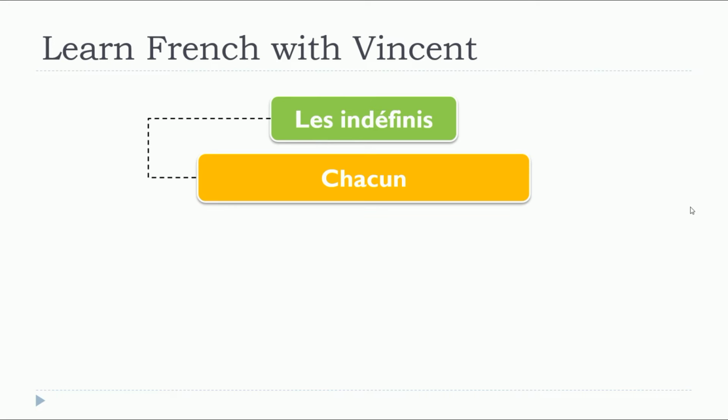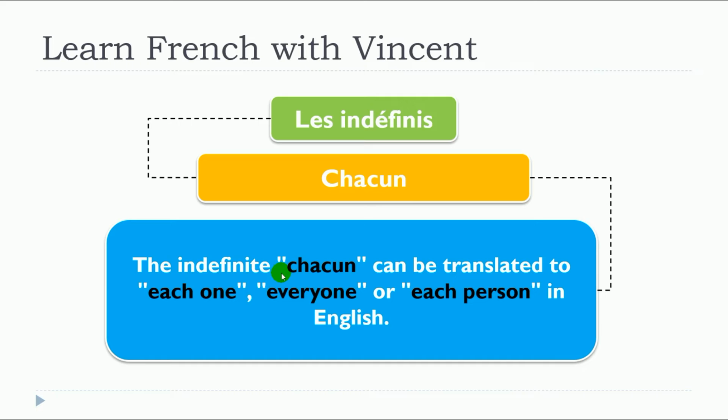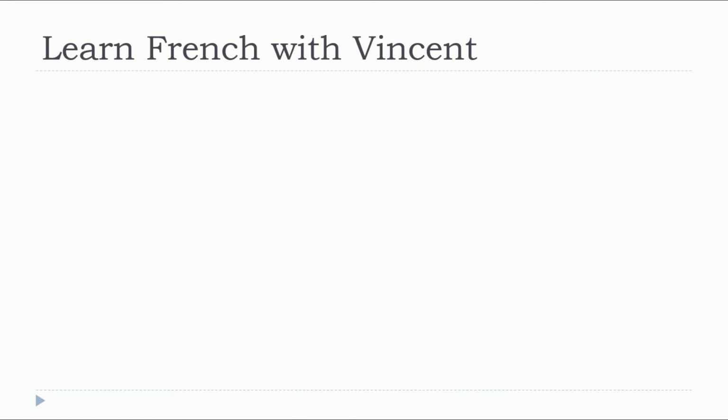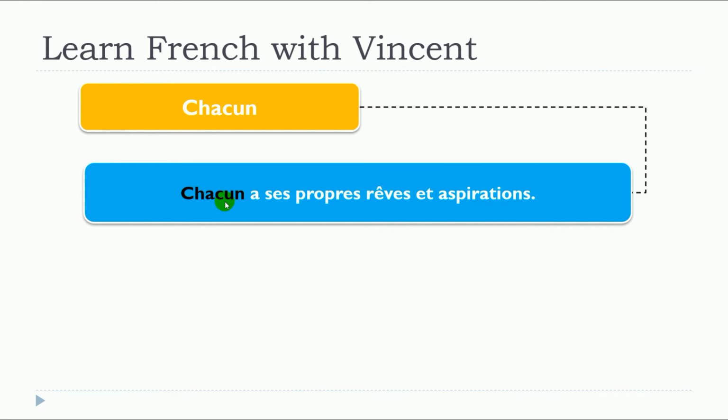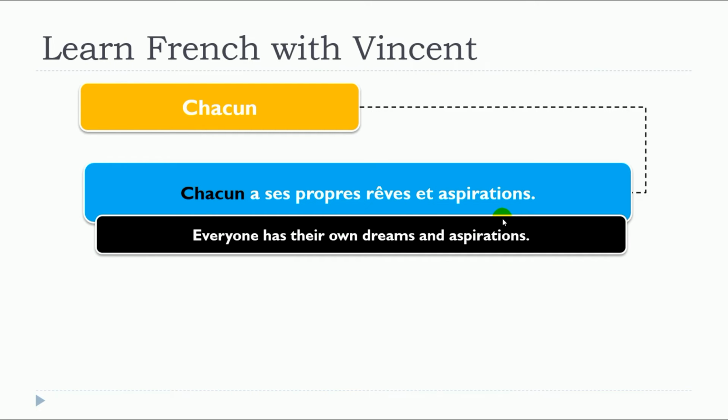So in this lesson, we will see chacun, and the indefinite chacun can be translated to each one, everyone, or each person in English. So we will see 4 examples with chacun. Chacun a ses propres rêves et aspirations.